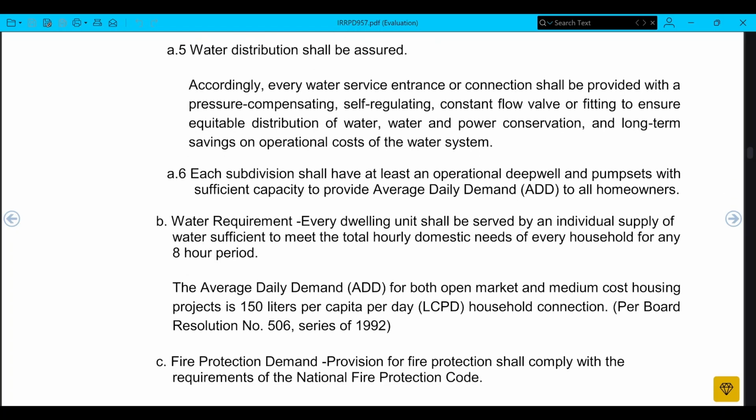B. Water requirement. Every dwelling unit shall be served by an individual supply of water sufficient to meet the total hourly domestic needs of every household for any 8-hour period. The average daily demand for both open market and medium cost housing project is 150 liters per capita per day, LCPD. Household connection per Board Resolution number 506 series of 1992.